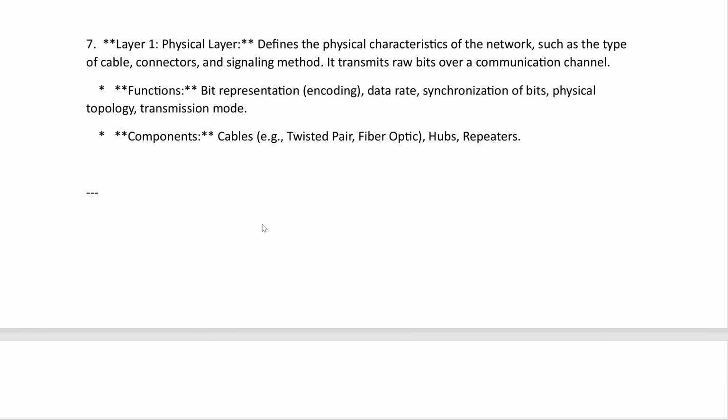Layer number one is known as physical layer. Physical layer defines the physical characteristics of the network, such as the type of cable, connectors, and signaling method.